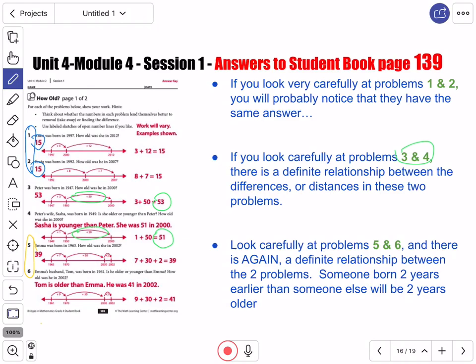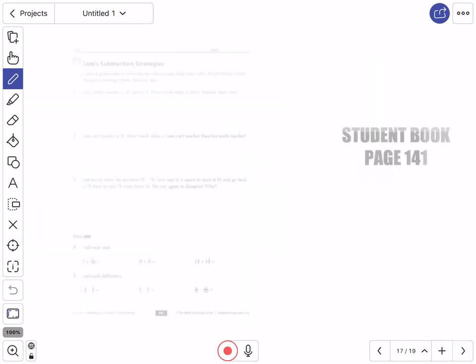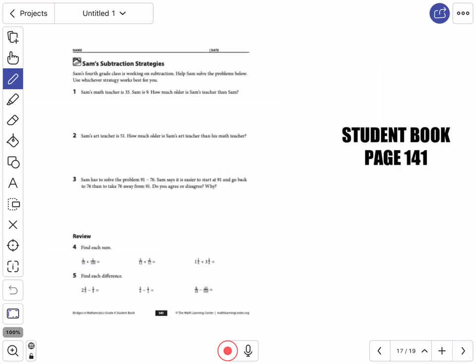Someone born 2 years earlier than someone else will obviously be 2 years older. So I just wanted to bring that to your attention real quick, just in case you didn't notice it yesterday.